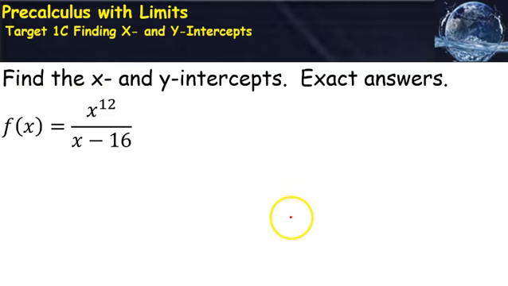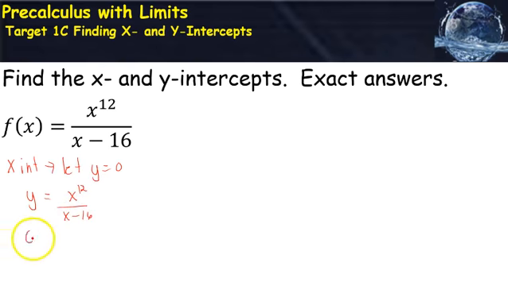Alright, this is target 1C, finding the x and y intercepts. So let's start with the x-intercept. To find the x-intercept, remember you let y equal 0, and you solve for x. So this f of x is really just y. So we have y equals x to the 12th over x minus 16.